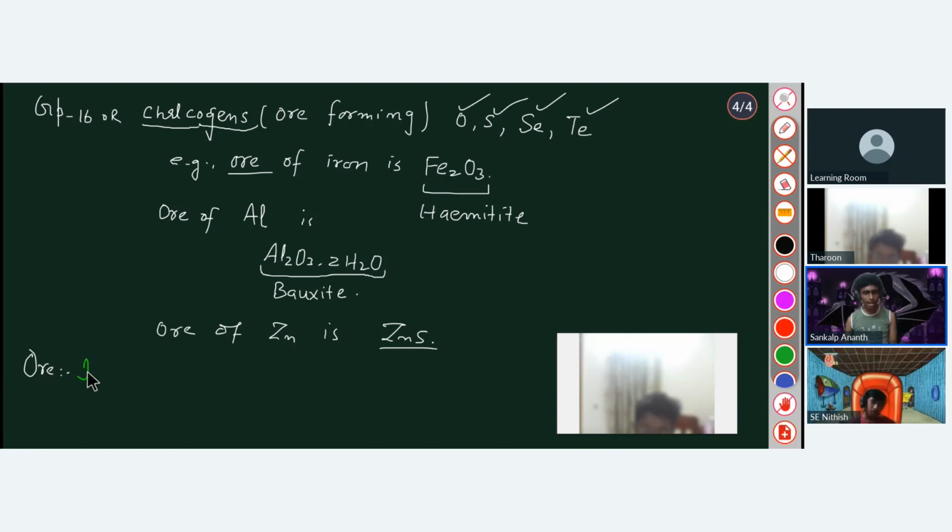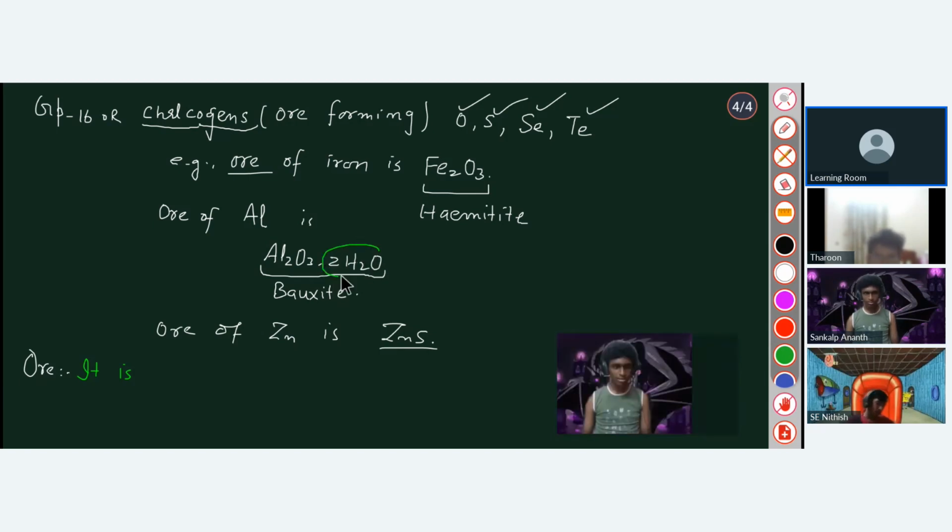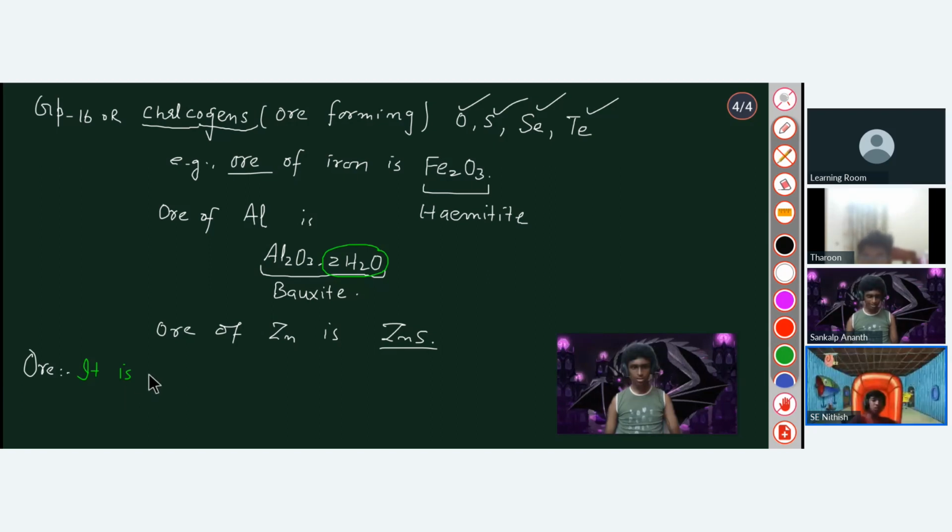Why does aluminium ore have water of crystallization, sir? Because aluminum can expand its valency. When we see this bauxite, it is crystalline. I thought it was the metal, sir, like a thick metal, not a crystal.